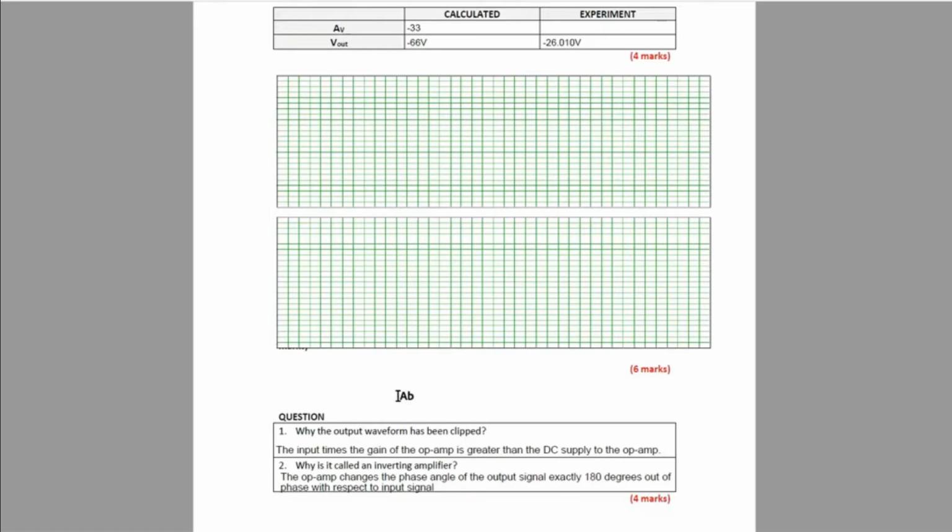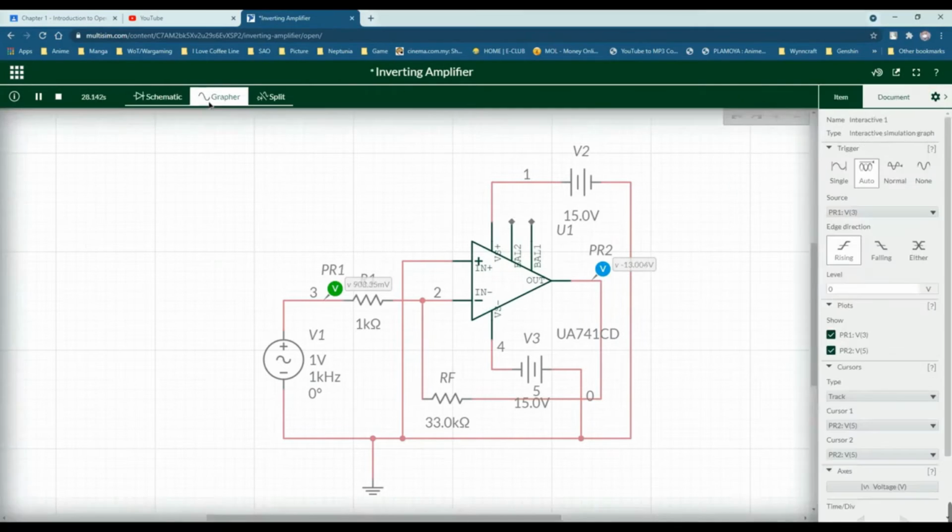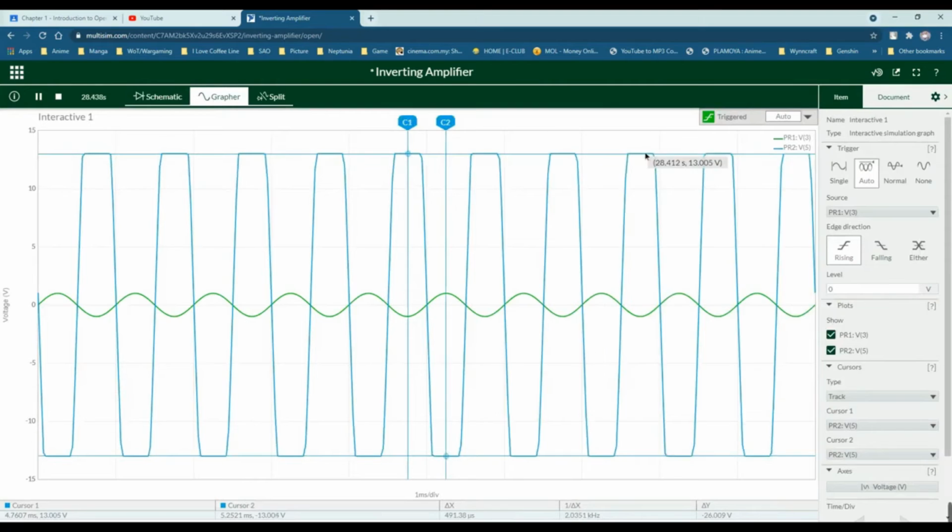The reason is that the input times the gain of the op-amp is greater than the DC supply, which is here. This is the DC supply, 15 volt positive and negative, which determines how much the gain can be.